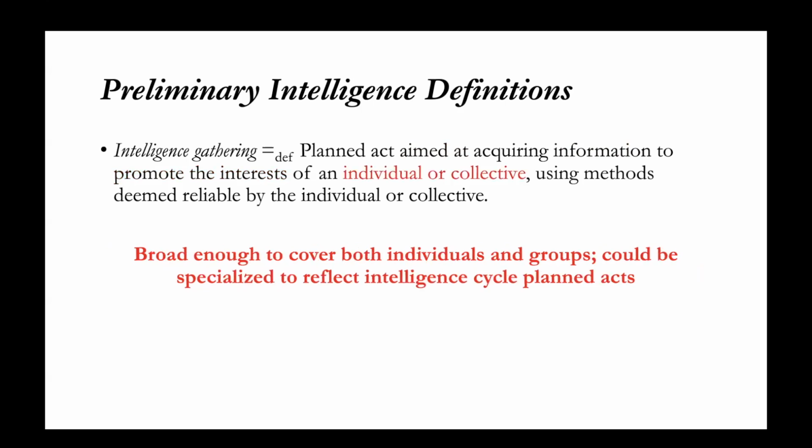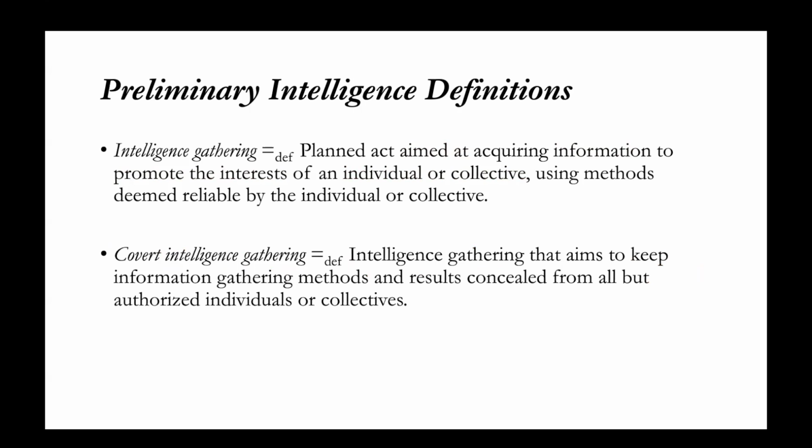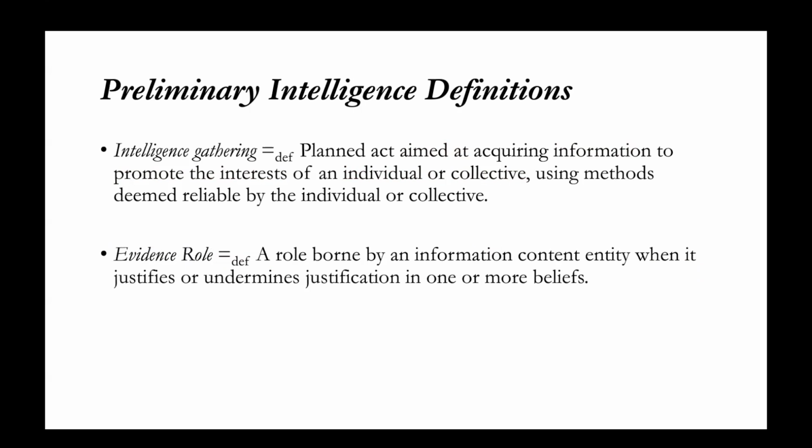So it's kind of a little bit of flexibility. Broad enough to cover both individuals and groups, and could be specialized to reflect intelligence cycle planned acts of the sort we saw in the joint doctrine definition. I think that's a specialization of intelligence and intelligence gathering. So this would be something of a parent for that. Also, you can specialize in other ways by making it covert. Not all intelligence gathering is, but you can make it so.